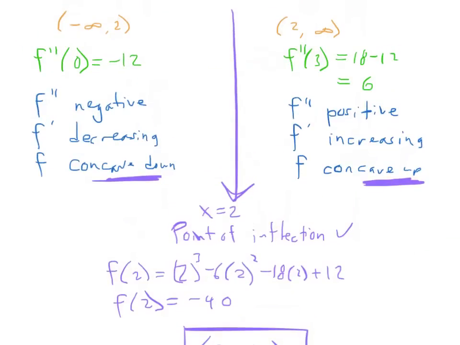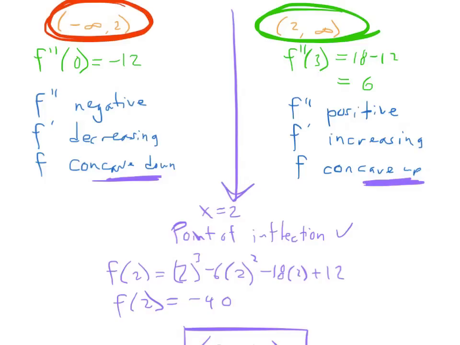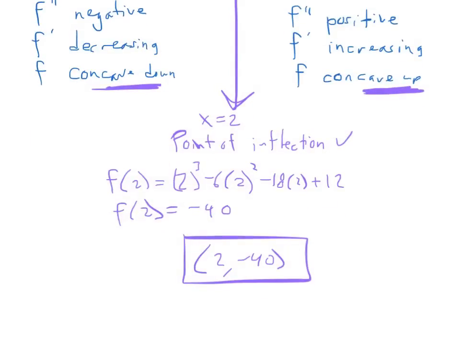So we had a point of inflection, and the other question that was asked was the intervals where it's concave down and concave up, using the coloring scheme from before. This is the one that's concave up. This is the one that's concave down. And again, our point of inflection was here at 2 comma negative 40.